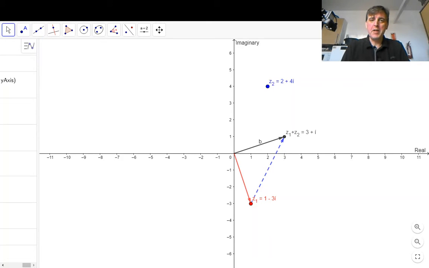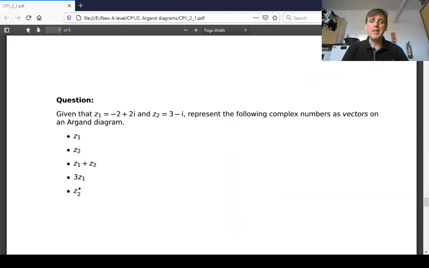So the final thing which I'm going to ask you to do in this video is draw a quick Argand diagram. Just do a quick sketch. I've got some questions on the screen there, and I'd like you to indicate where those numbers are on your Argand diagram, but indicate them as vectors, please.